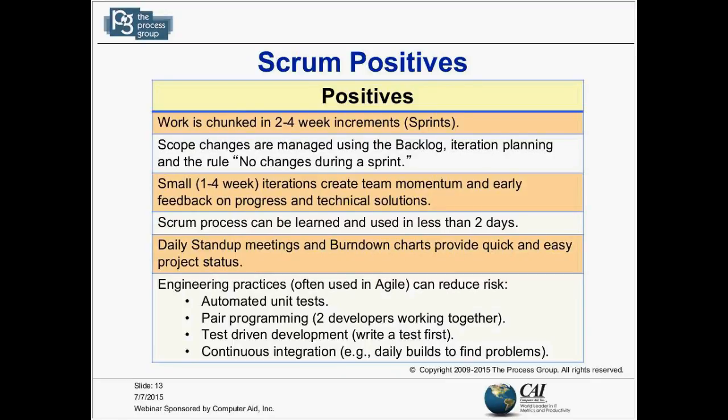The iterations themselves create momentum, so the team can focus on the work in hand, and they have a standard set of practices they go through in those other yellow boxes as they do that work over 2 weeks. The process itself can be learned and used in less than 2 days. It's very quick and easy to pick up and start getting use out of. And then the daily stand-ups and the burn-down charts give you a status: what work is complete, what issues we are having, and getting those issues escalated and then resolved. And then within the bigger Agile umbrella, there are some typical engineering practices that are picked up.